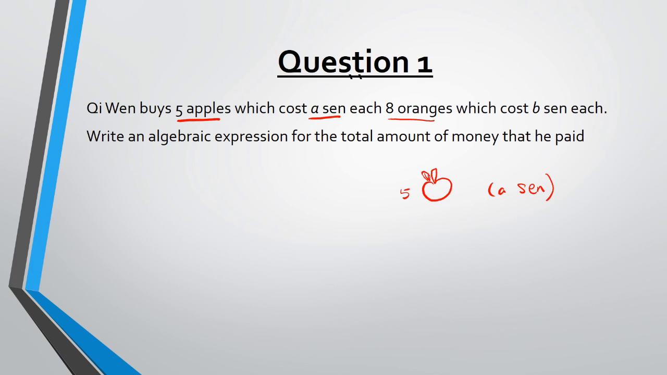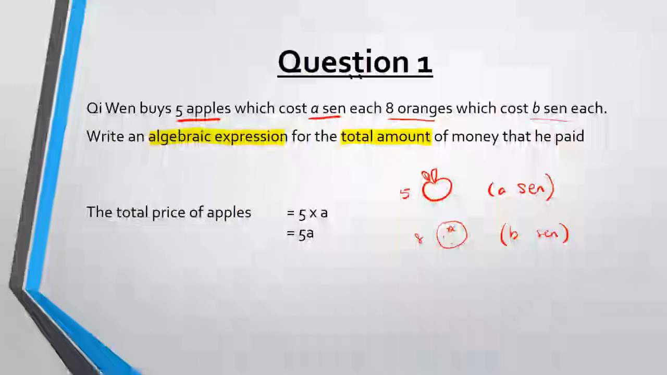And then don't forget we have 8 oranges, b cent each. So this is the information you have. What are we going to solve for this? We are going to write the algebraic expression for the total amount of money paid.